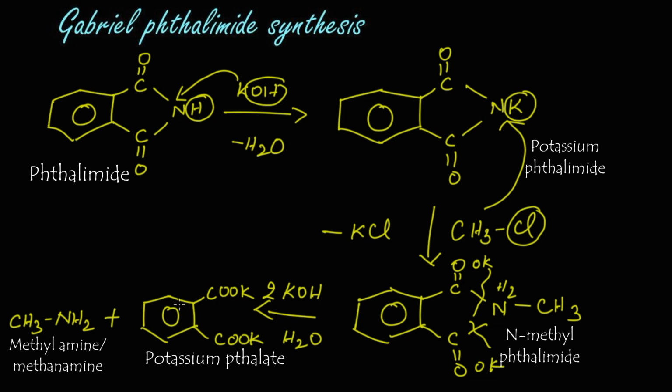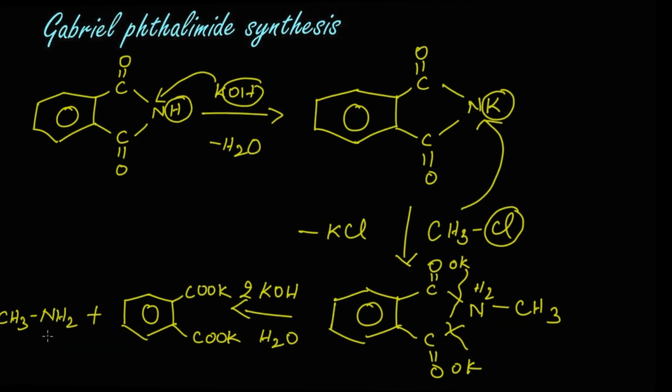Come on, let's summarize the reaction. When phthalimide is reacted with alcoholic solution of KOH, a removal of water molecule takes place and this potassium replaces the imide hydrogen and we get potassium phthalimide, which on further treatment with methyl chloride, that is alkyl halide, we get N-methyl phthalimide, which on again treatment with aqueous KOH, that is aqueous alkali, we get potassium phthalate and the product methylamine, which is known as methanamine, a primary amine.